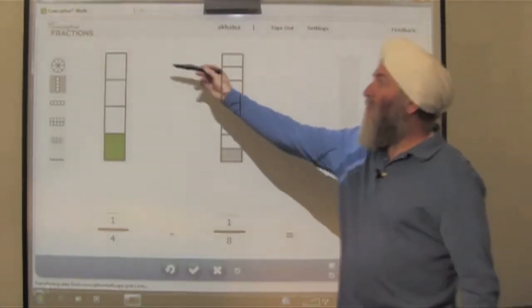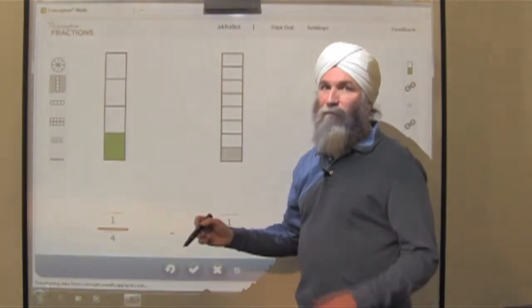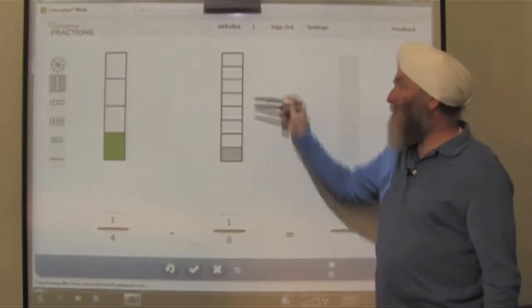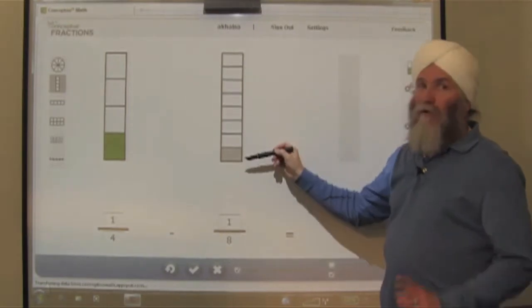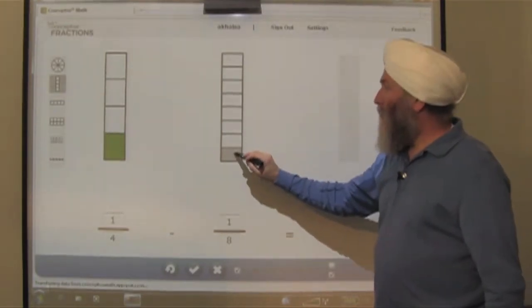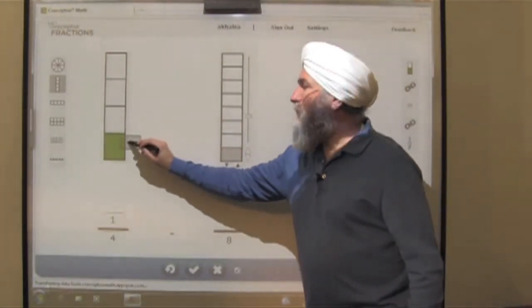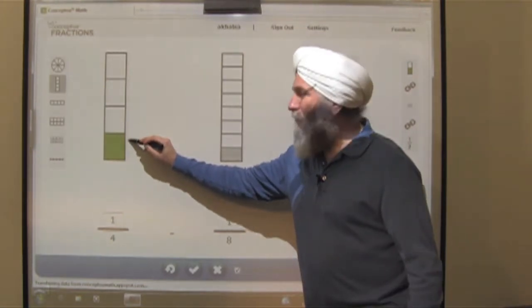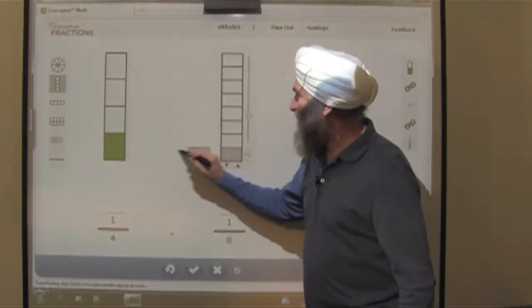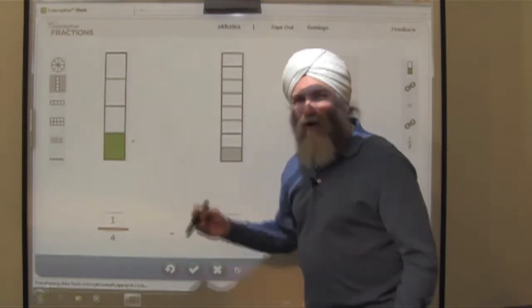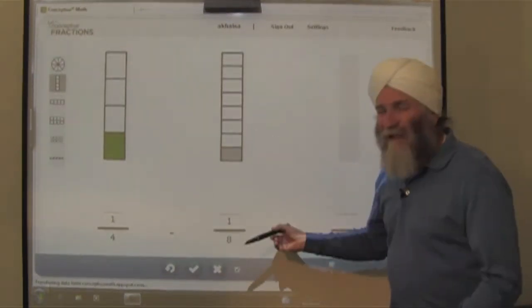Here we have 4 equal parts, and one of them is shaded, 1/4. And we want to subtract this amount. 8 equal parts, one of them is shaded. So if we were to take this gray area and say we're going to subtract the gray area from the green area, it's hard to know what we'd call that. It'd be like 1/4 minus 1/8.